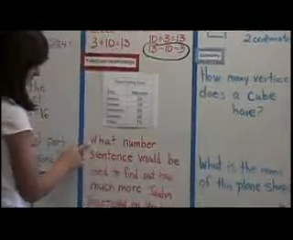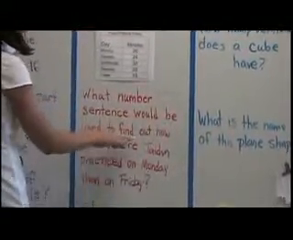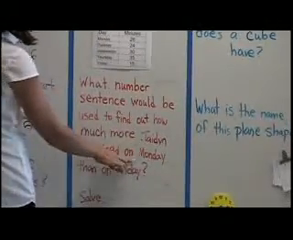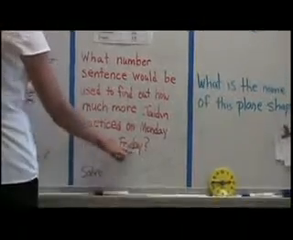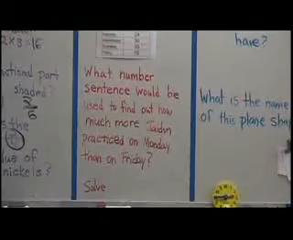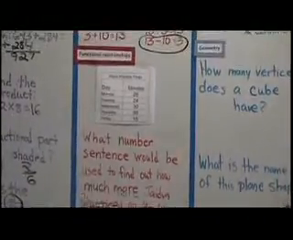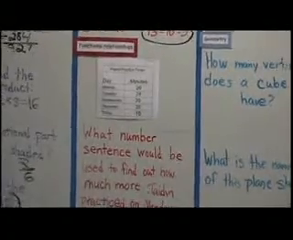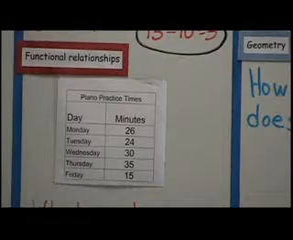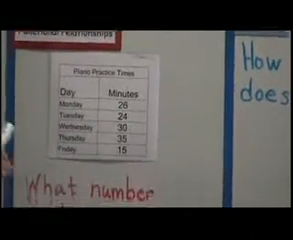All right, let's read. What number sentence would be used to find out how much more Jaden practiced on Monday than on Friday? Read it once. Read it twice. Read it again. Put your finger on your nose when you're done reading. Great. Read it once. Read it twice. Underline the question. What's the question? The whole thing.